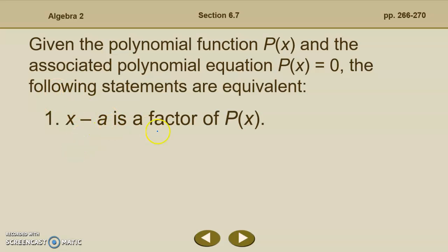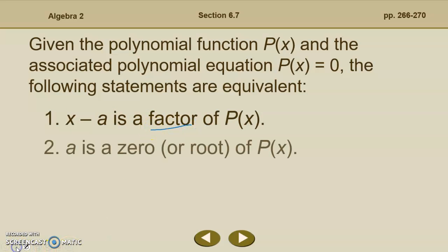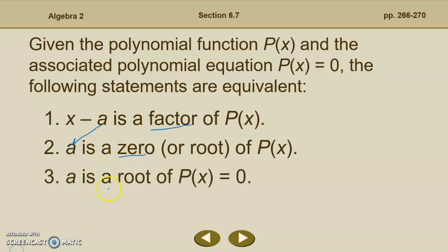First of all, we can say that x minus a is a factor of p of x. We can say that a, the same a right here, is a 0 of p of x. Or we can say a is a root of p of x equals 0. So these are three different ways that we can essentially say the same thing. Remember what that translates to when we're graphing is that if it's a factor or a 0 or a root, that's a place where it crosses the x-axis.